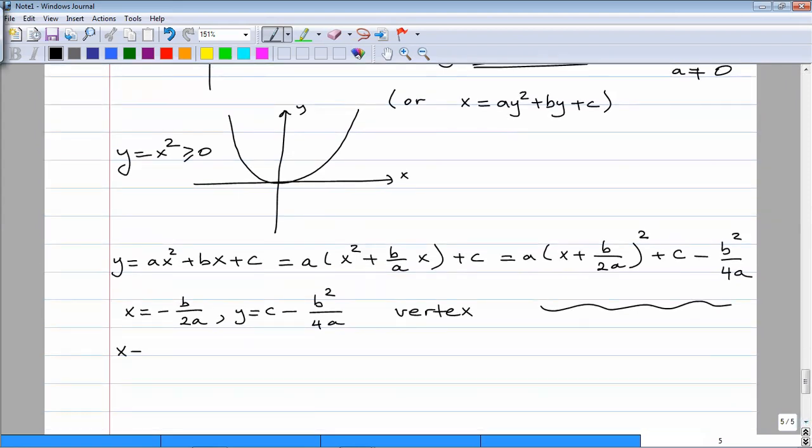For the x-intercepts, if there are any, we need to take y equals 0. So if you take y equals 0, we have a times x plus b over 2a squared equals b squared over 4a minus c.